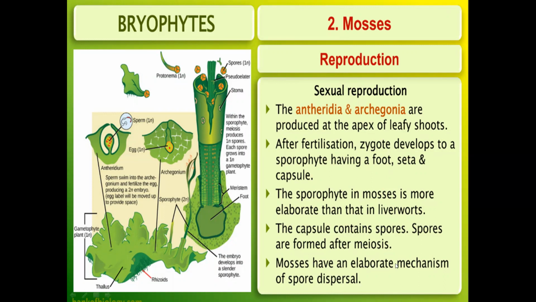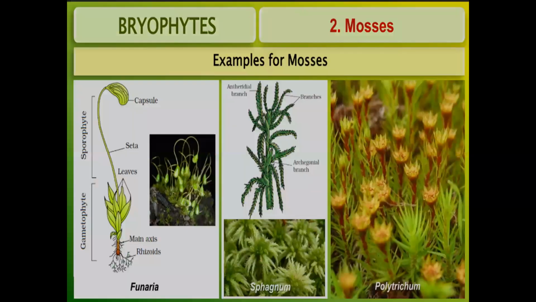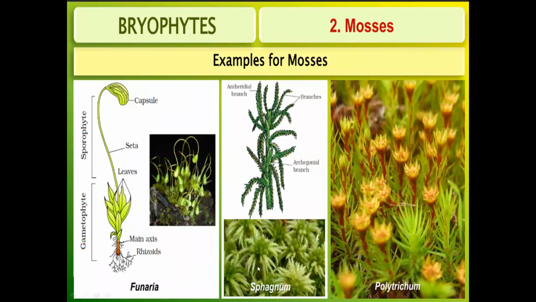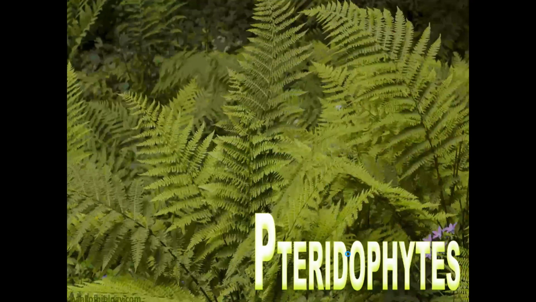Mosses have an elaborate mechanism of spore dispersal. They will have different mechanisms for spore dispersal. What is dispersal? Spreading. Then examples of mosses you have to know: Funaria, Sphagnum, and Polytrichum. Okay, so write the examples.